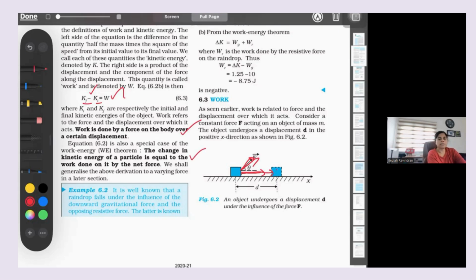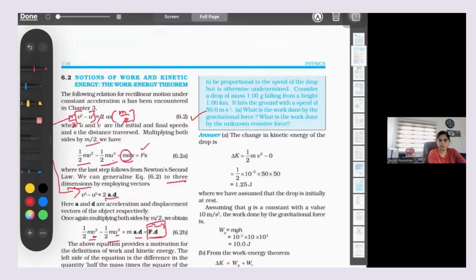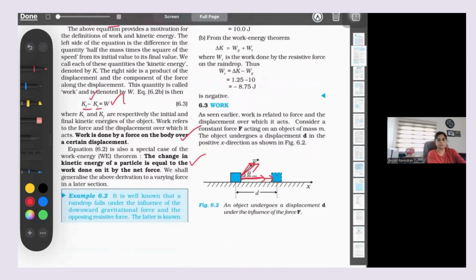The change in kinetic energy of a particle is equal to the work done on it by the net force. That also we can take. So both the definitions are true, and you can write any definition. Mainly, this kinetic energy difference is taken into account. Since it says this is the work energy theorem, work and energy, how it is related. So here it is given the difference in energy will be the work done by the net force.